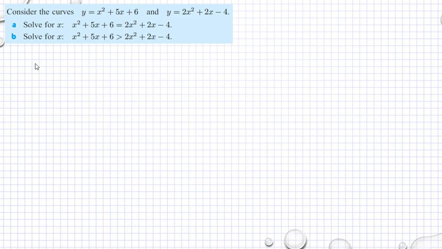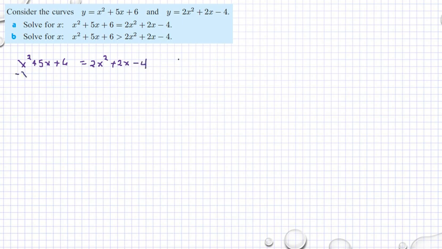Let's continue our discussion. Here is another example. Consider curves: y is equal to x squared plus 5x plus 6 and y is equal to 2x squared plus 2x minus 4. Solve for x when the two functions are equal. We'll try that. We have x squared plus 5x plus 6 is equal to 2x squared plus 2x minus 4.